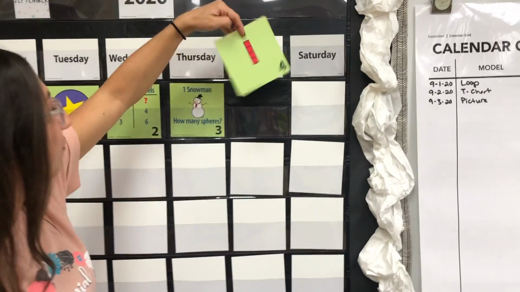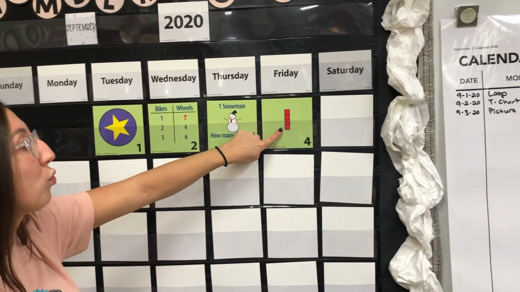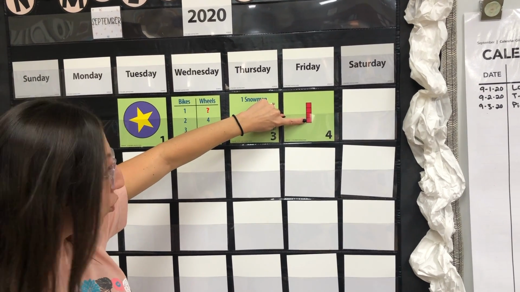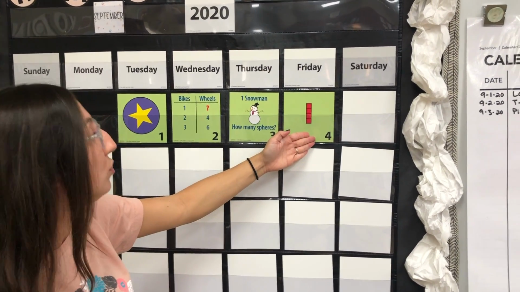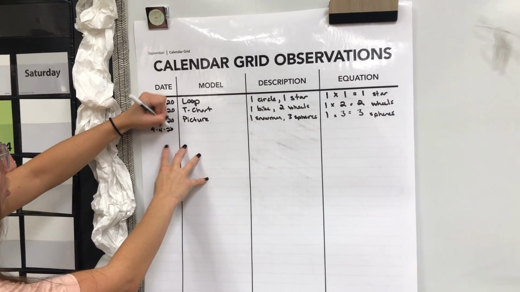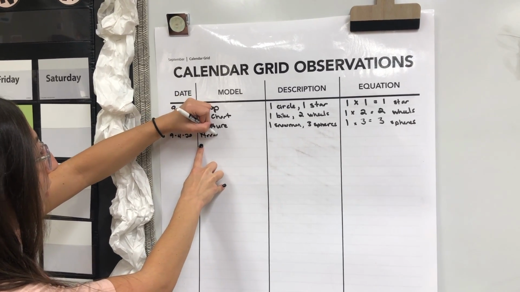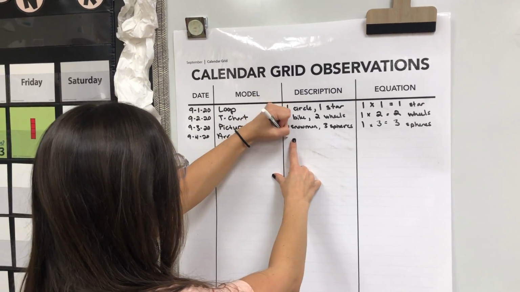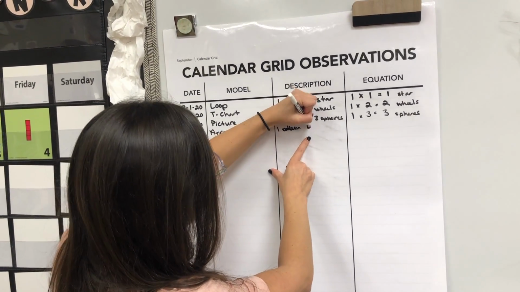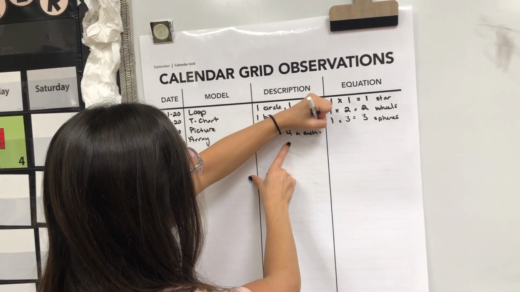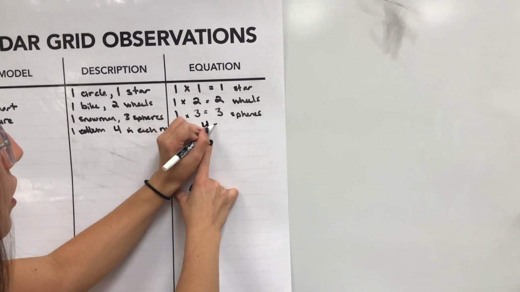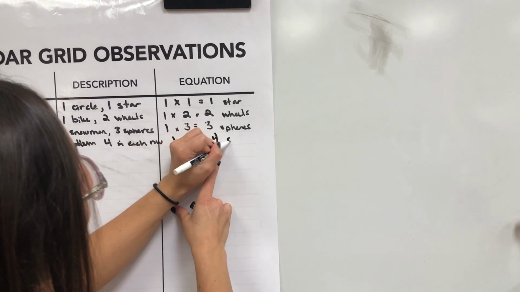All right, next we have the 4th of September. This is called an array. I see an array with red squares. I have 1, 2, 3, 4, and I only have 1 column of those 4 squares. Coming over here, we write the date, the 4th of September, 2020. Our model is an array. What did I see? I saw 1 column with 4 in each row. I'm going to run out of room, but that's okay. To write my equation, I have 1 column times 4. 1 times 4 equals 4 cubes.